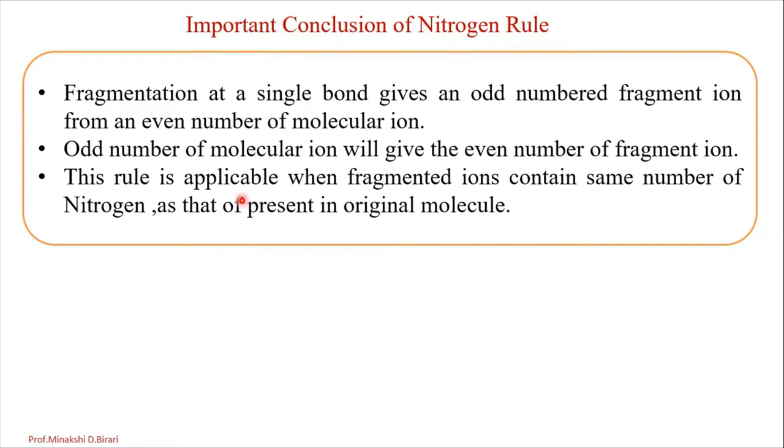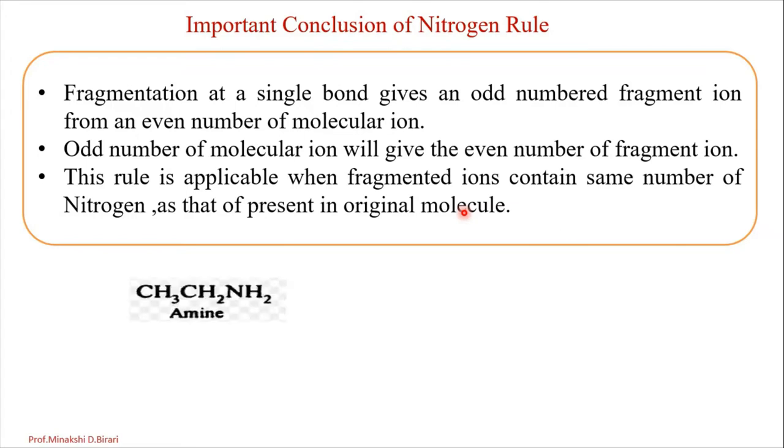Whenever fragmentation occurs, that is, cleavage at a single bond, it gives an odd-numbered fragment ion from an even-numbered molecular ion. Also, if the molecular ion has an odd mass, it will give an even-numbered fragment ion. And this rule is applicable when the fragment ions contain the same number of nitrogens as that present in the original molecule.